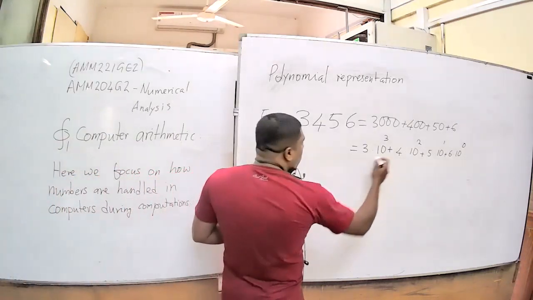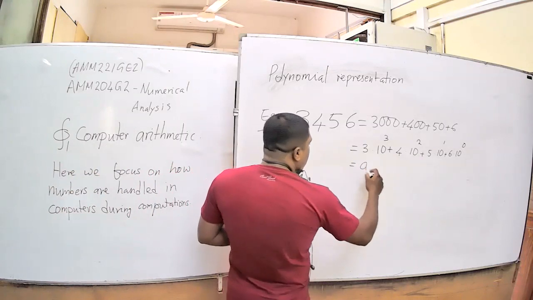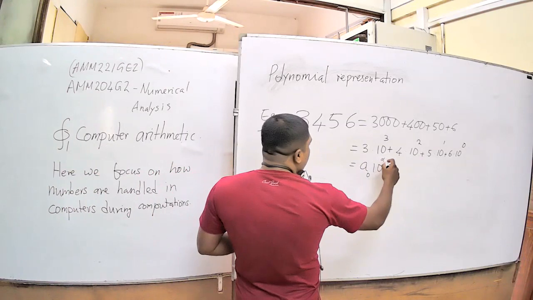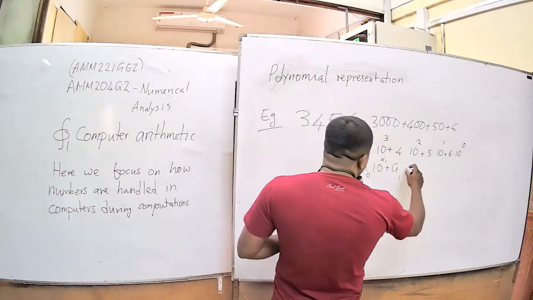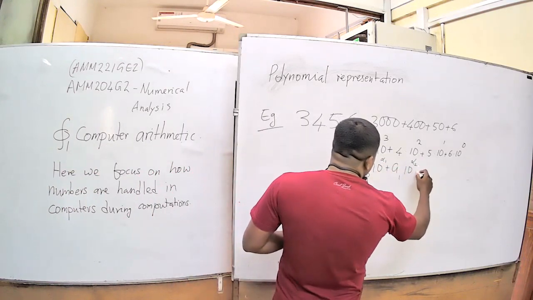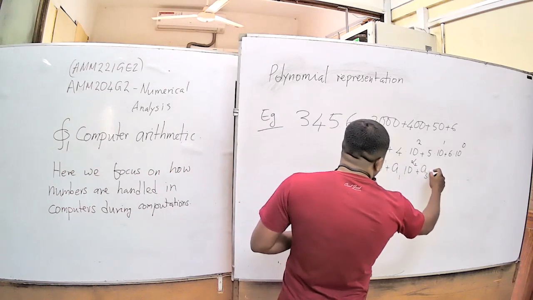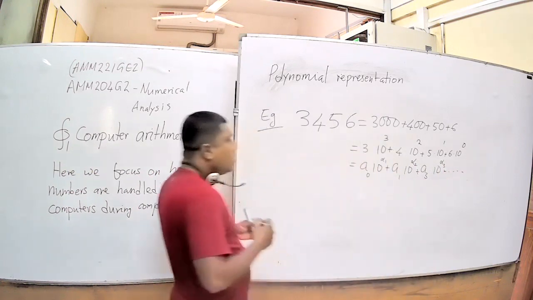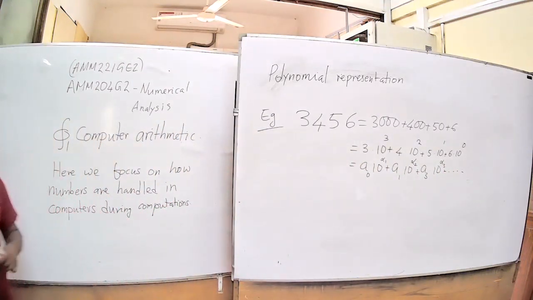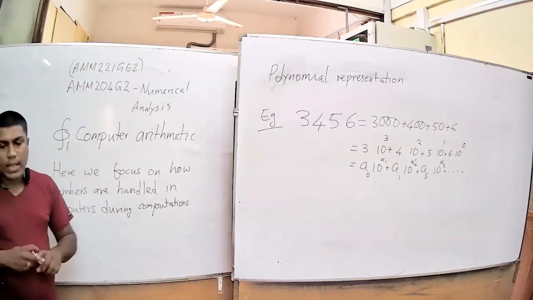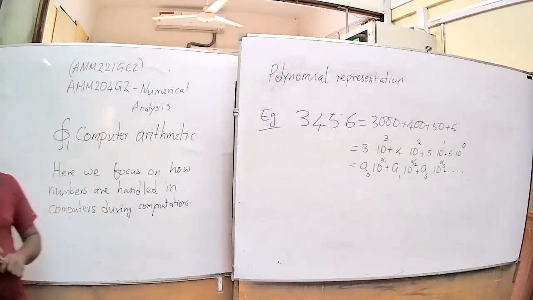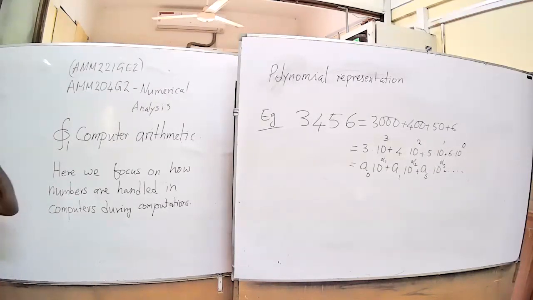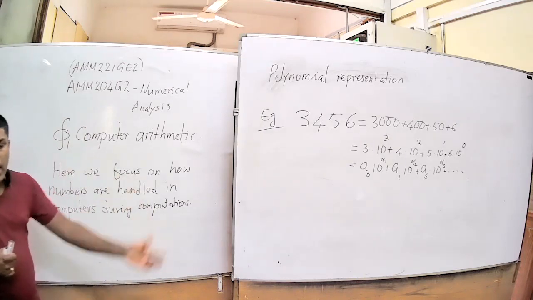So this is a polynomial. It looks something like this: a0 times 10 to the power alpha 1, plus a1 times 10 to the power alpha 2, plus a3 times 10 to the power alpha 3, and so on. So you are representing a number like this, a polynomial representation of a number. This can be done for any number and any base.